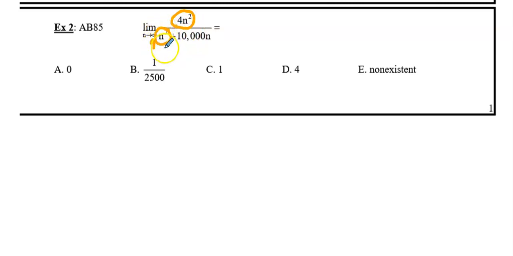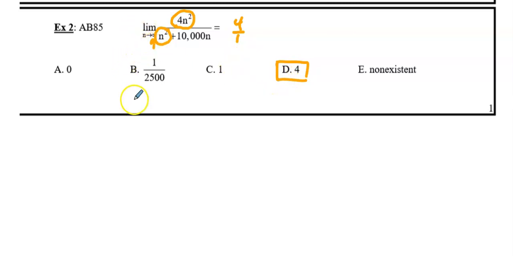Just be really careful, because I've seen them trick people with this. If this is an n squared and this had been n cubed, then your highest degree would be in the denominator, and we're going to get to that in example number 3 in a second. But right now they're equal to each other. So the limit as n approaches infinity of this function is going to be equivalent to the horizontal asymptote of this function. Well, all you have to do is take the ratio of your number 4 over number 1, and you're going to get that this answer is going to be 4. It's that simple. There's no work involved in this.